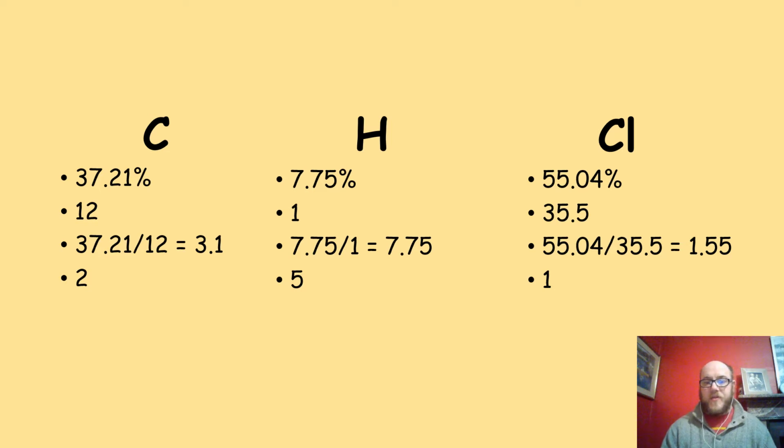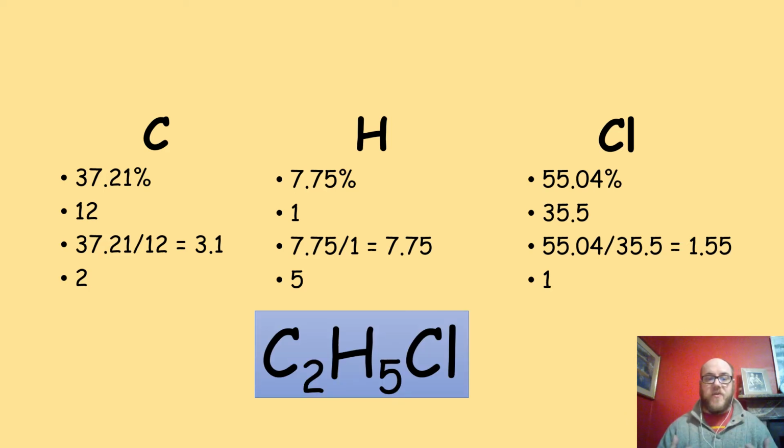So the smallest number from these three is 1.55. So if I divide 3.1 by 1.55, I get 2. If I divide 7.75 by 1.55, I end up with 5. And of course, 1.55 divided by 1.55 is 1. So my ratio is for every 2 carbons, I have 5 hydrogens and 1 chlorine. So my empirical formula is C2H5Cl.